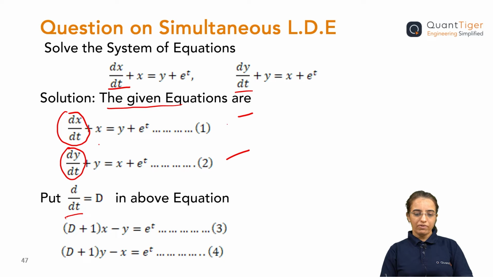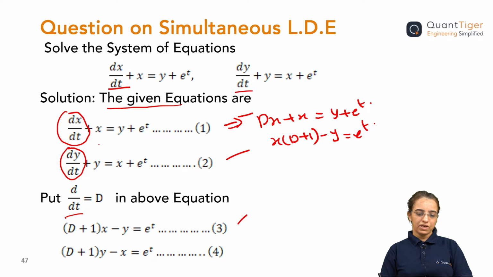So if I do that substitution, what I will get is Dx plus x is equal to y plus e raised to t. If I take x common from it, I will get (D plus 1) into bracket, and then if I shift this term, I will get something like this, which I have written here and called equation 3. Similarly for equation 2, after substituting the value of dy by dt with D and taking y common, I will get equation 4.